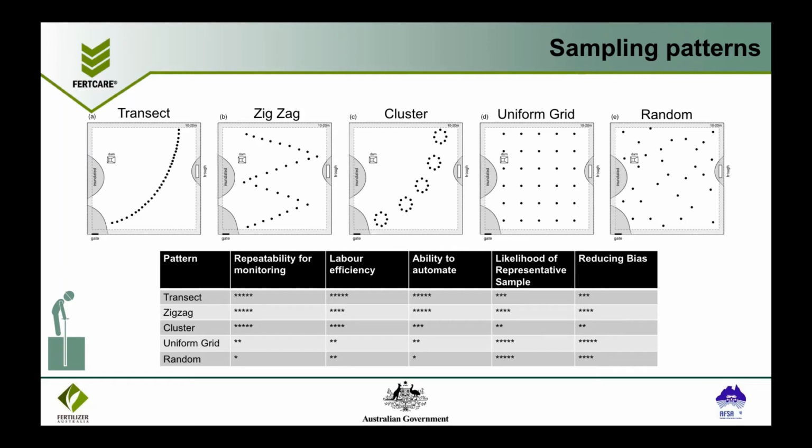Some of these patterns are easier to use than others, in that, for example, things like transects are potentially much more repeatable than things like a random type approach. It's usually quite labour efficient in that you're often going in one gate and out another gate in the other corner of the paddock. It's likely to be relatively easy to automate in terms of the fact that if you're collecting geocoordinates, you could follow that transect relatively easily later.